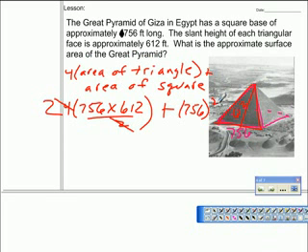Why is it 756 squared? What's the area of a square? Length times width. But what is it about a square? The length and the width are the same, so any number times itself is squared, right?